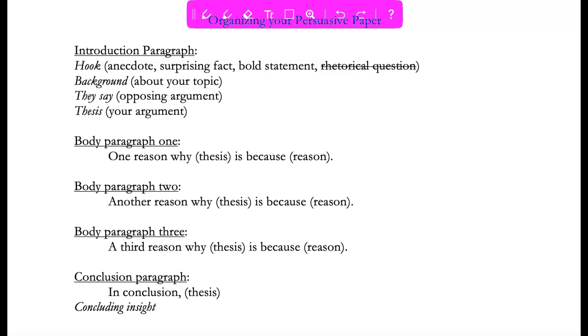The reason why you don't want to go on in detail in your topic sentence is because you have the whole rest of the body paragraph to explain your reason and then to make clear why that reason supports your thesis. The topic sentence for body paragraph 2 would be another reason why, restate your thesis, is because, and then you would give your second reason. Your third paragraph would have the topic sentence, a third reason why, state your thesis, is because, and then you would give your third reason.